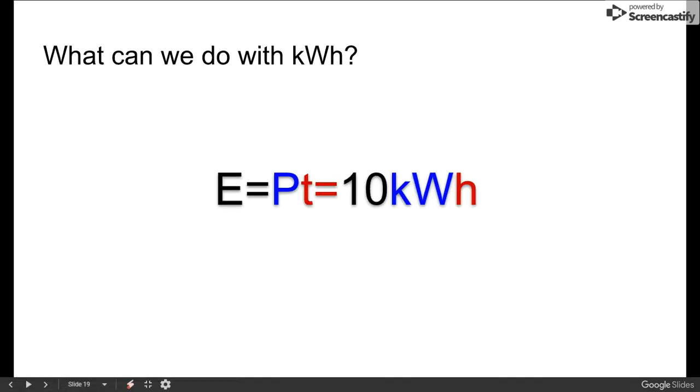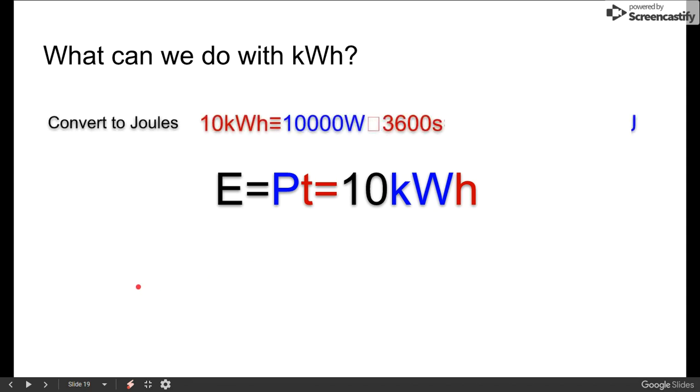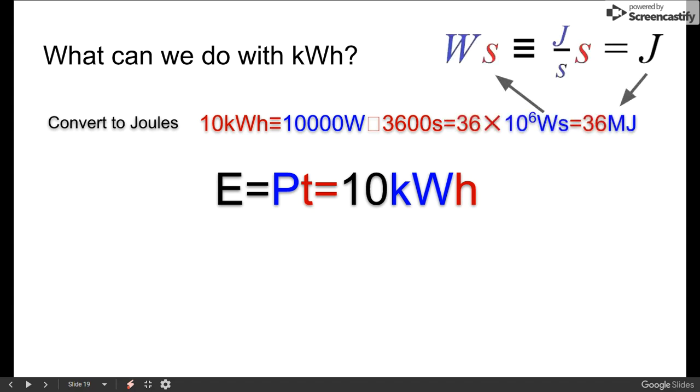What does this allow us to do with this formula now? Let's suppose you're given an answer 10 kilowatt hours. There's two things you can do with it. One, convert it to joules. Now there's a little bit of a problem here in my animation, so I'm going to ditch my animation.